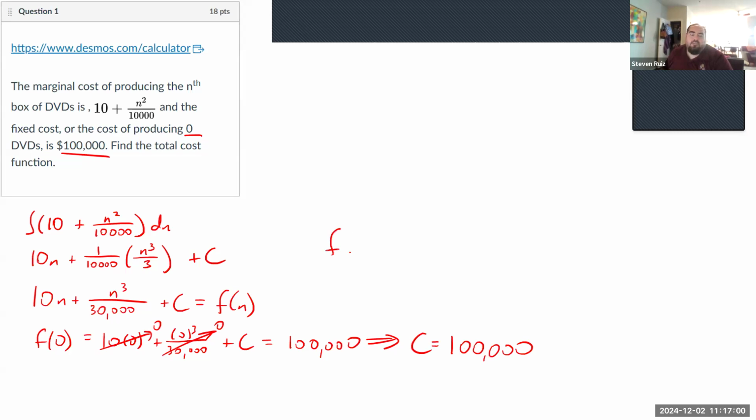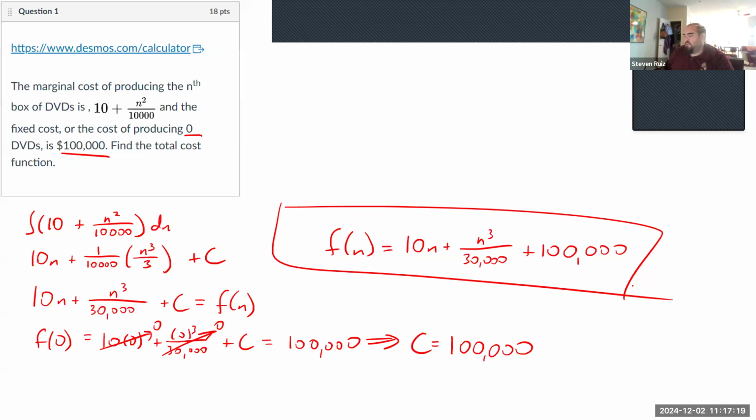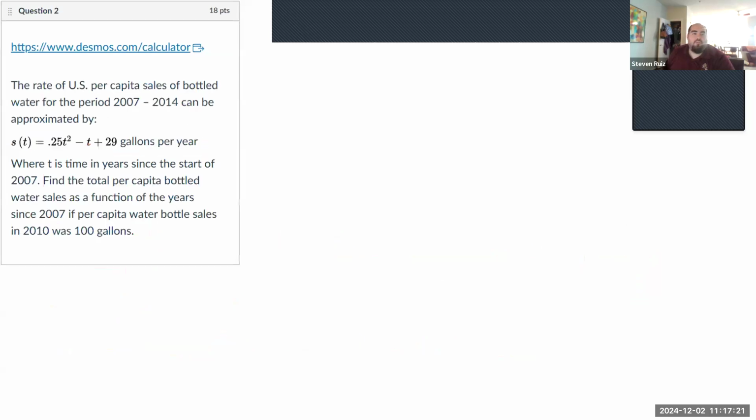So our function for our total cost will be 10n plus n cubed over 30,000 plus 100,000. Right, moving on to question 2.